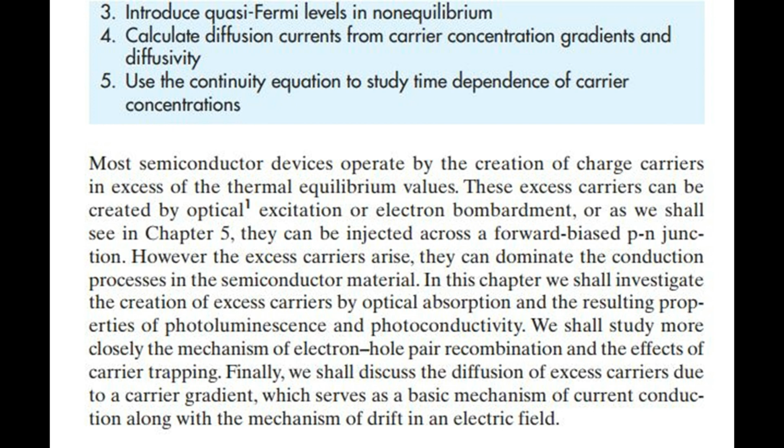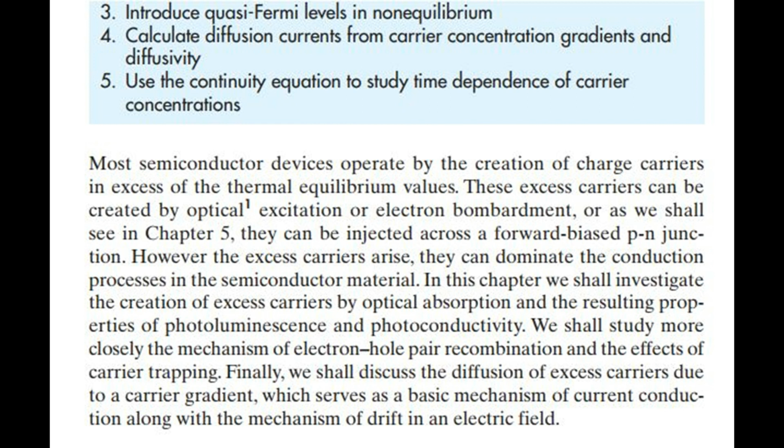Most semiconductor devices operate by the creation of charge carriers in excess of the thermal equilibrium values. These excess carriers can be created by optical excitation or electron bombardment, or, as we shall see in Chapter 5, they can be injected across a forward-biased p-n junction. However the excess carriers arise, they can dominate the conduction processes in the semiconductor material.